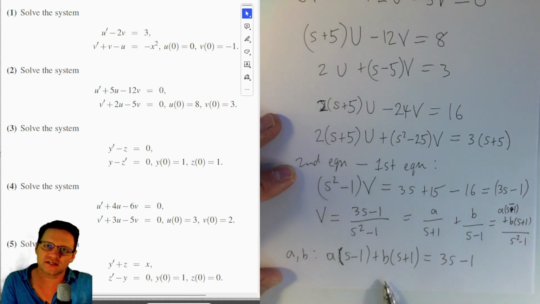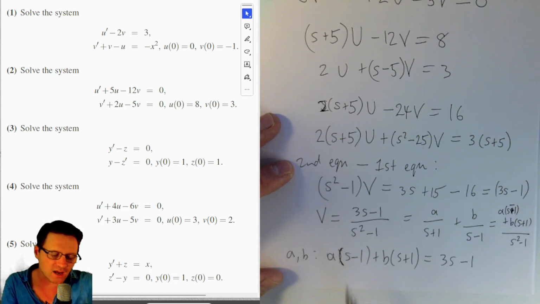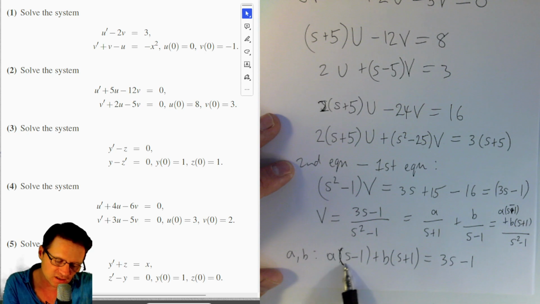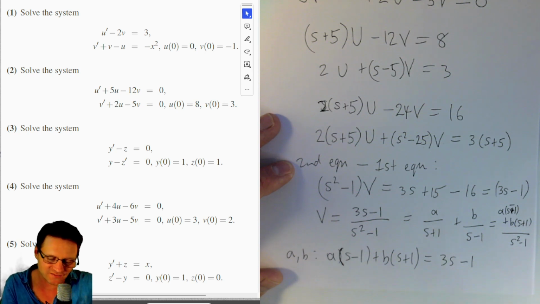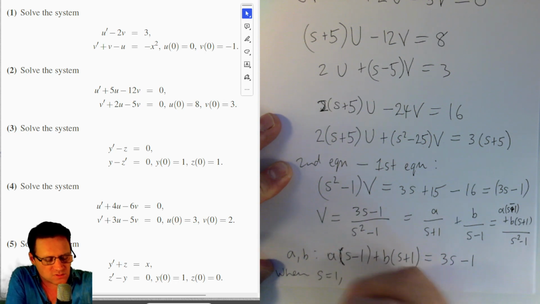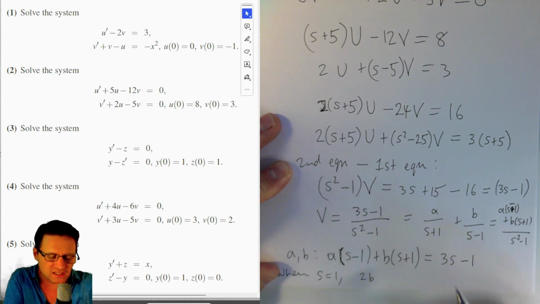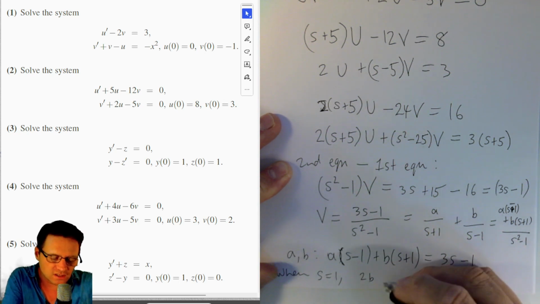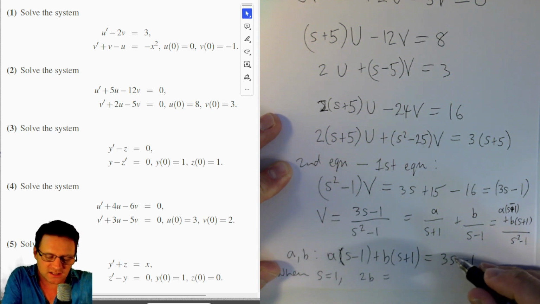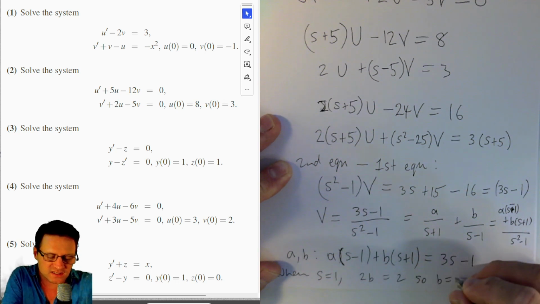Now, there's a little trick to doing this. What we want to do here is say when s is equal to 1, and the reason why we choose that is because it makes this vanish, and it makes it very easy to see what b is. So when s equals 1, this vanishes here, and we have 2b, 1 plus 1 is 2, equals 3 times 1 is 3, minus 1 is 2, so b is equal to 1.